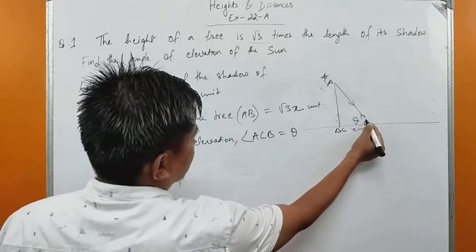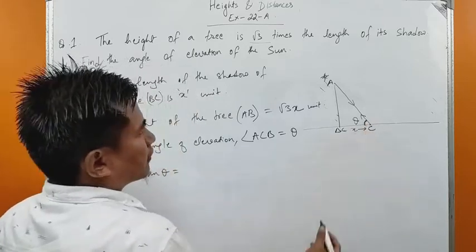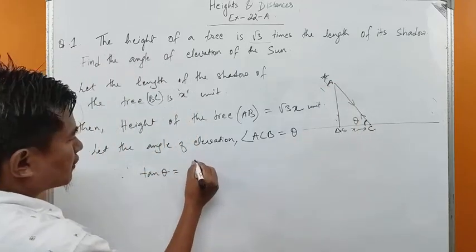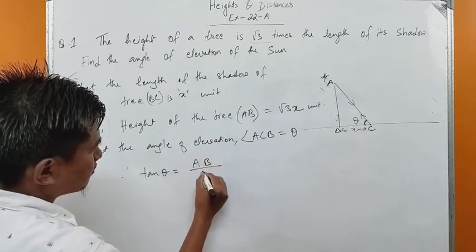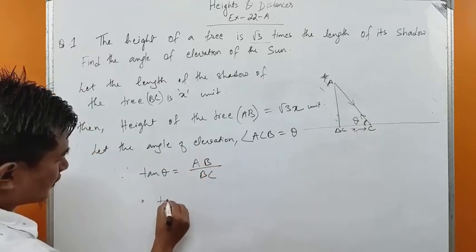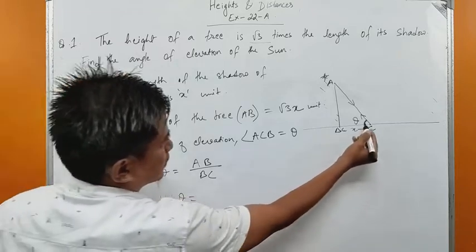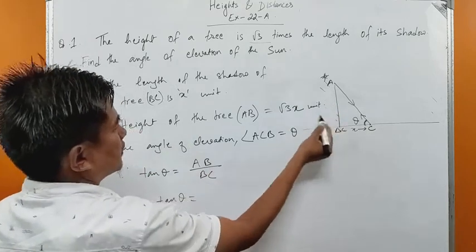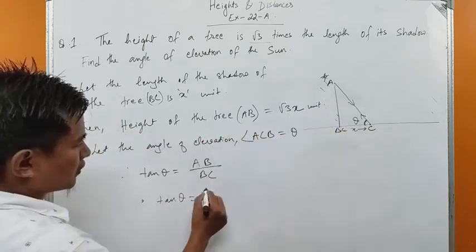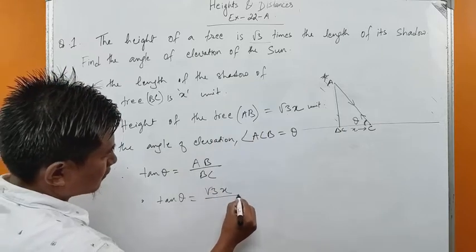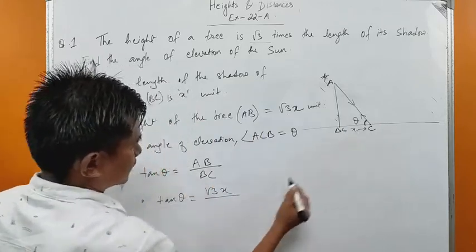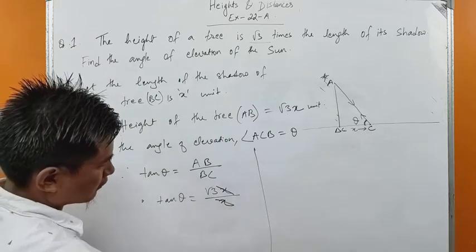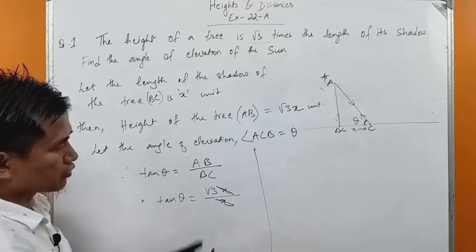So if we are considering this angle, which will be the perpendicular? Perpendicular is AB and base is BC. So tan theta equals perpendicular AB upon base BC. AB is √3x and BC is x, so we cancel out x and x. Tan theta equals √3.